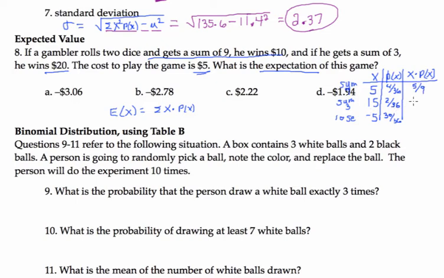15 times 2/36, and -5 times 30/36. Then I add these up, sum these, and I get -2.78. That's the sum of the xP(x) column. That is the expected value. That means on average, if you averaged everybody together, all the winners and all the losers, you'd average that people lost $2.78.